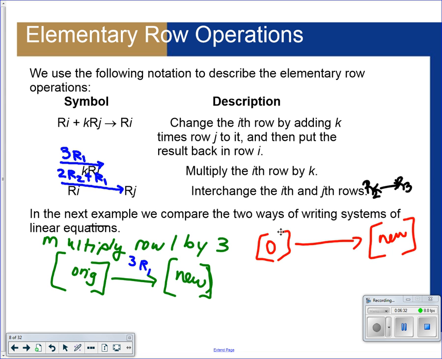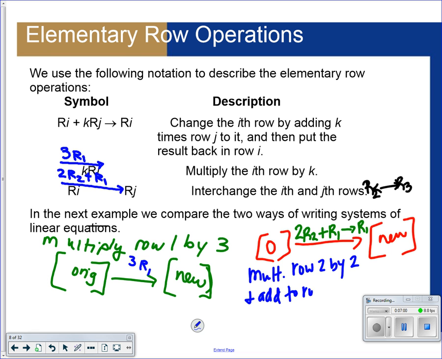I'm just going to put O for original. You could do 2 times row 2, and then let's say you wanted to add that to row 1, and then you would tell me what row you're going to substitute that for. And in this case, you could just put row 1. Okay, so this would mean multiply row 2 by 2 and add to row 1. And then that would be your new row 1.